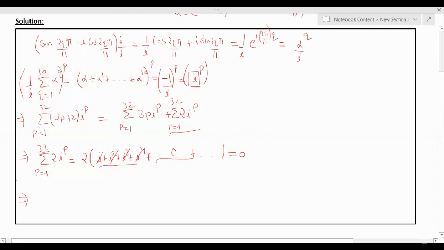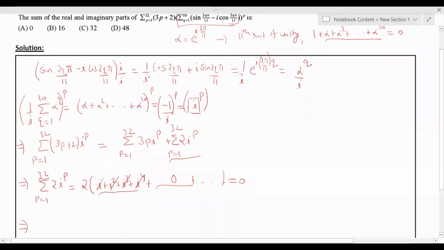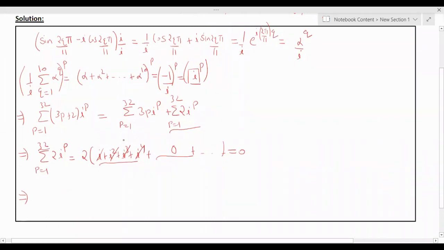So now let's come back to the second part, which needs to be calculated. The second part is the summation of p equals 1 to 32. You will have 3 as a constant and p I to the power p. So now see what we have here. When you put in the values of I, what values will you get? First term, when you put p equals 1, you will have 1 into I. Second term you will have 2 into I square. Third term you will have 3 into I cube, 4 into I to the power 4.